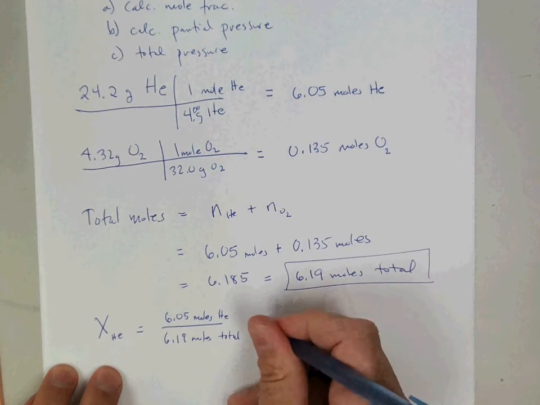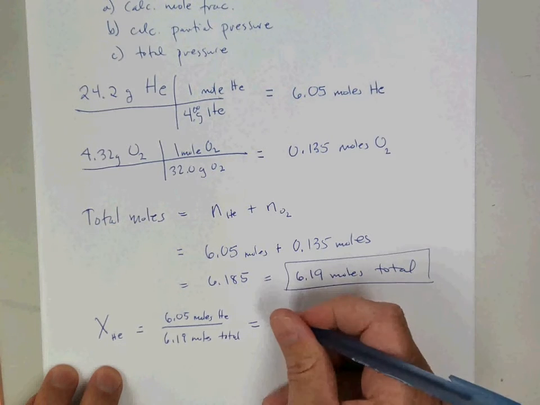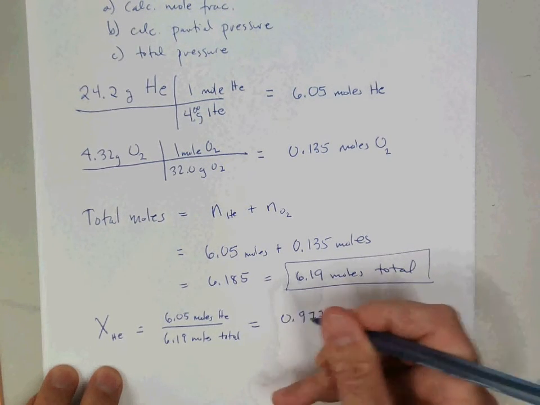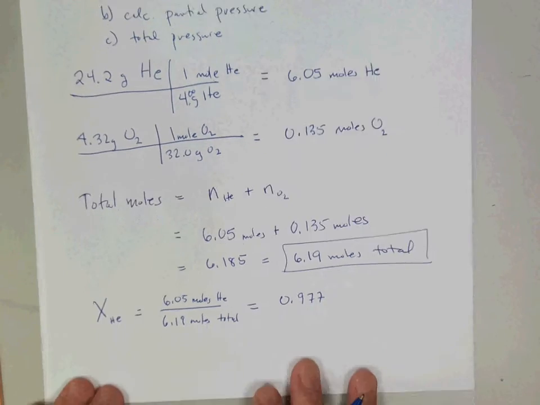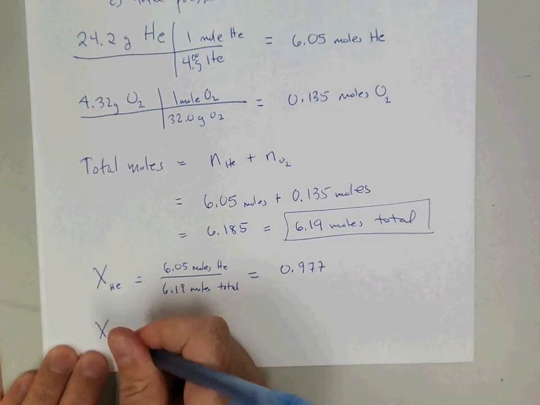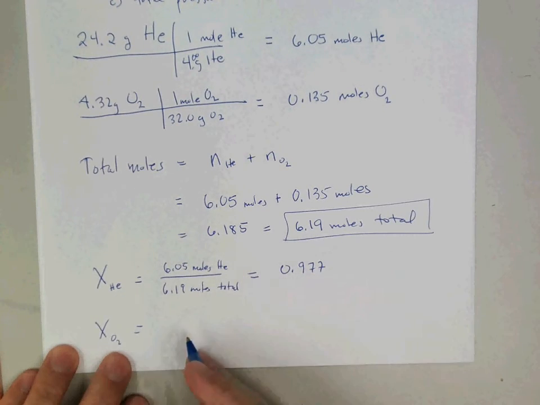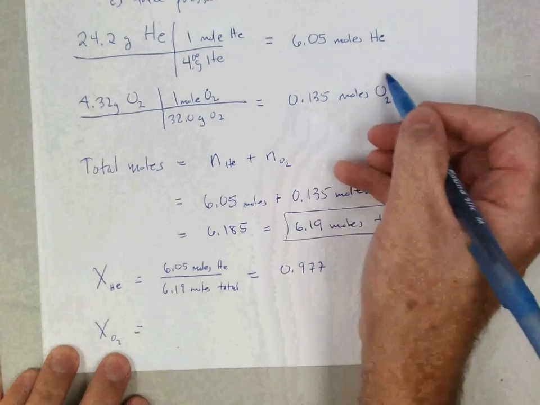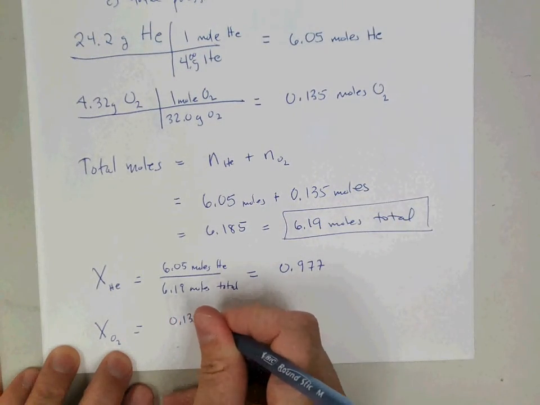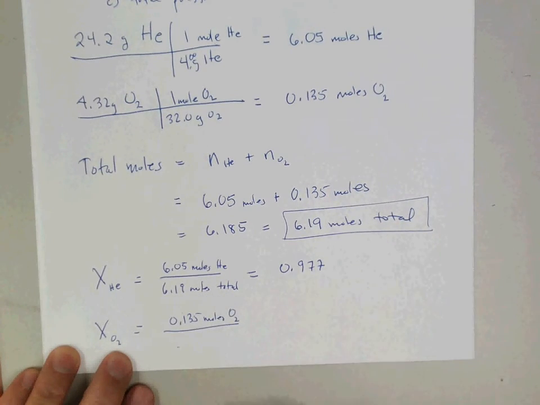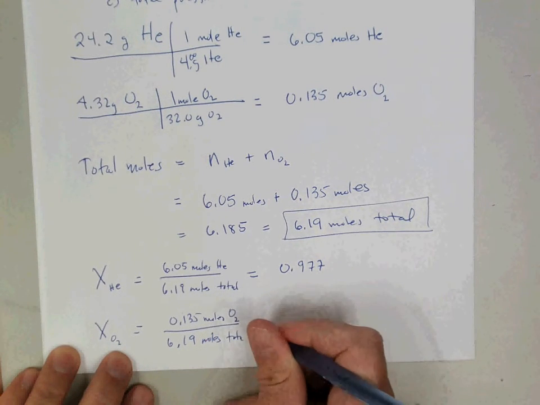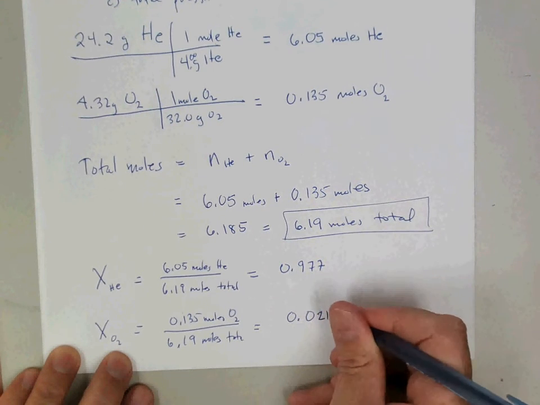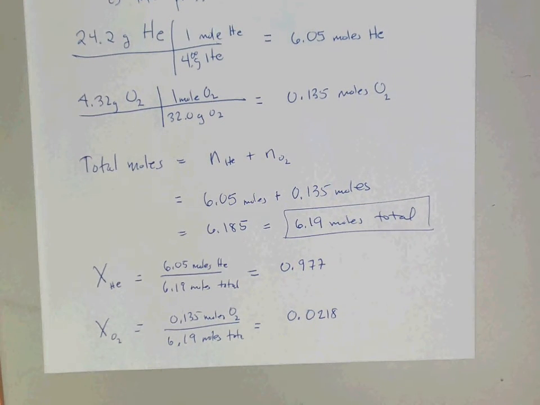And that is equal to 0.977, which is basically saying 97.7%. We're going to leave it in the fraction mode. And now we're going to do the same thing for oxygen. So X represents mole fraction. The mole fraction of oxygen is again part over the whole. So 0.135 moles of oxygen compared to the total moles, 6.19. And that is going to equal 0.0218. So that's our mole fraction for helium and for oxygen.